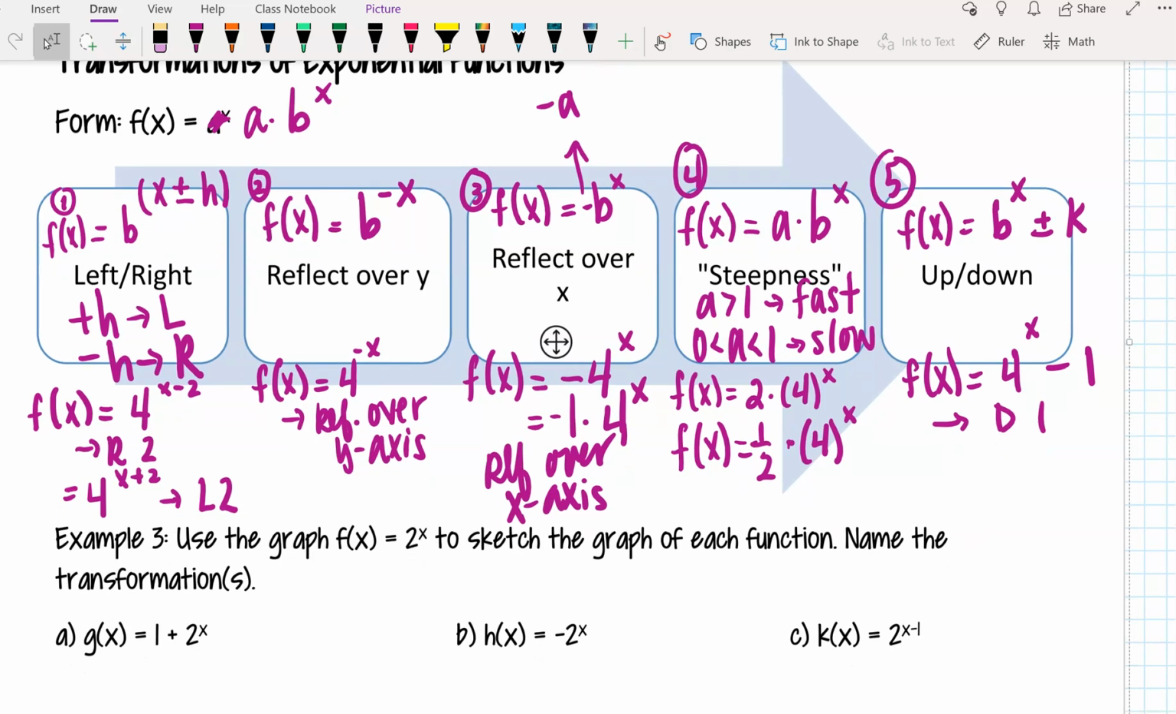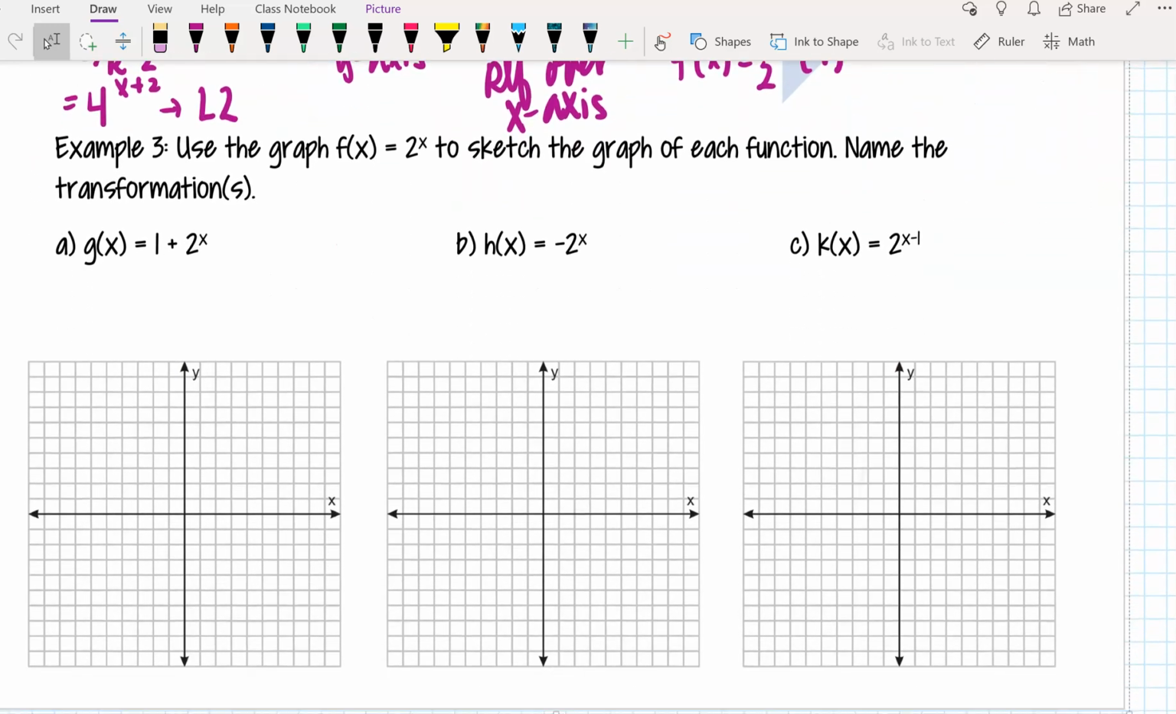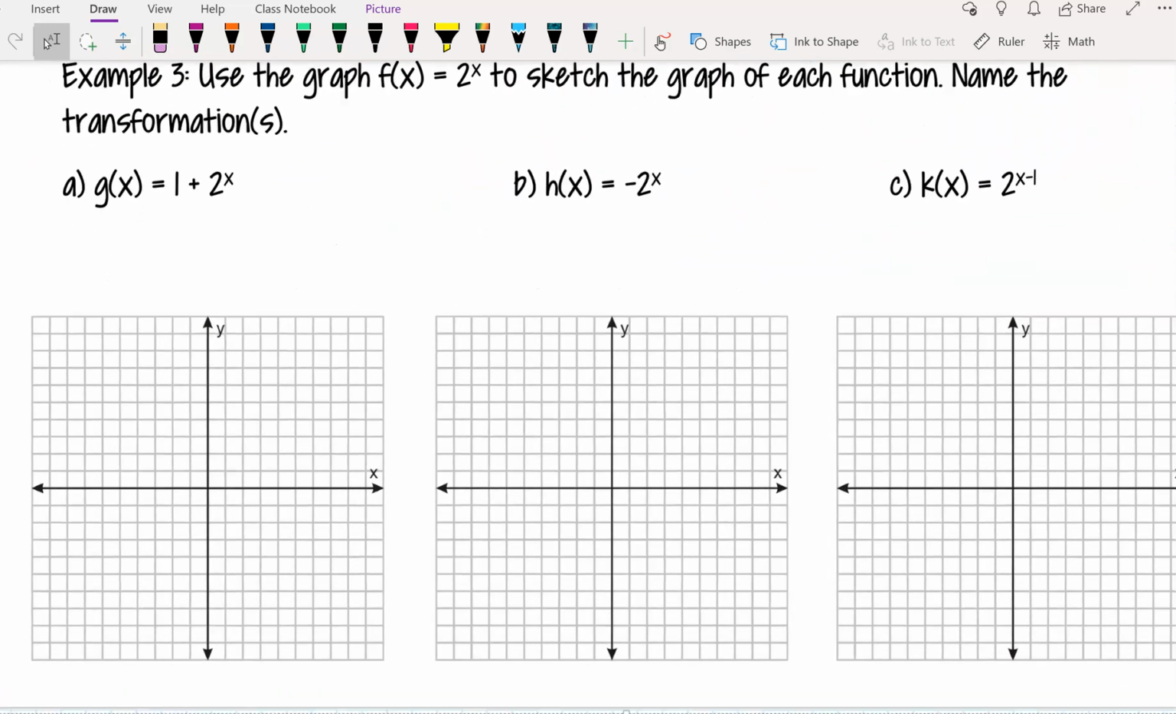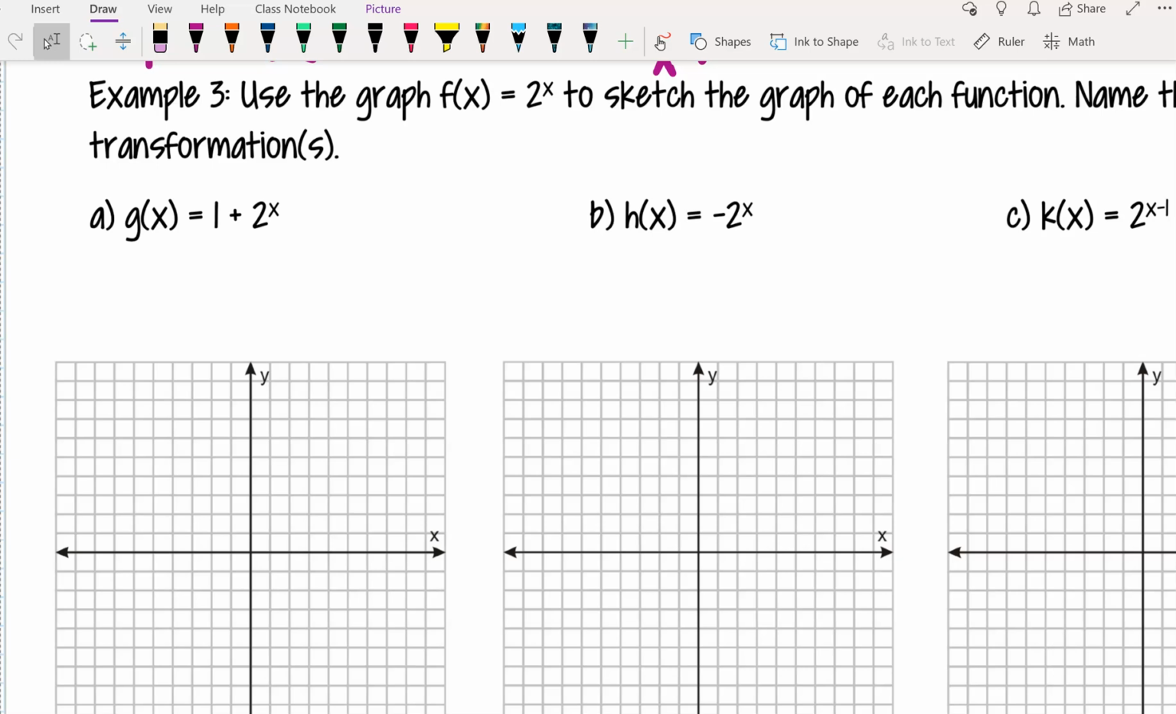So I want to take a look at example 3. We're going to follow our steps and we're going to graph. We're going to use the regular function of f of x equals 2 to the x. That's going to be kind of our parent function to work from. So we're going to sketch that and then sketch the transformation, and we're going to name the transformations that are happening.